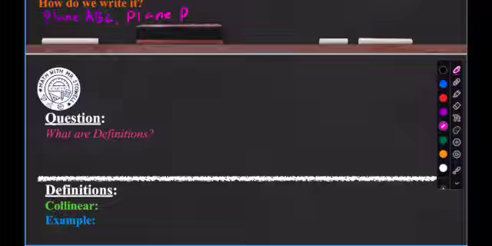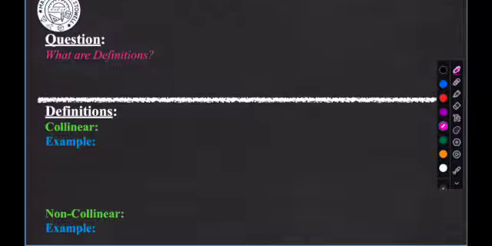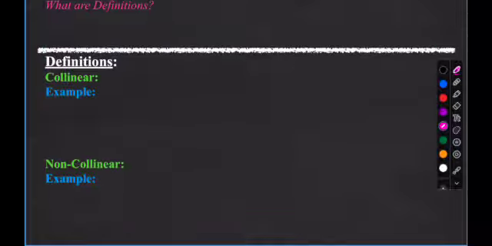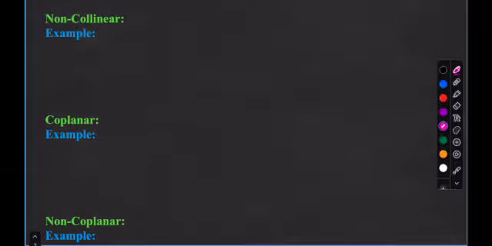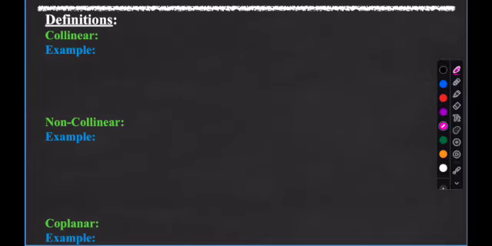Okay, so that is kind of what definitions are. It's an idea, it's a way of explaining what these terms mean. That is what a definition is. We are going to define a few things. Let's define what it means to be collinear, non-collinear, coplanar, and non-coplanar.